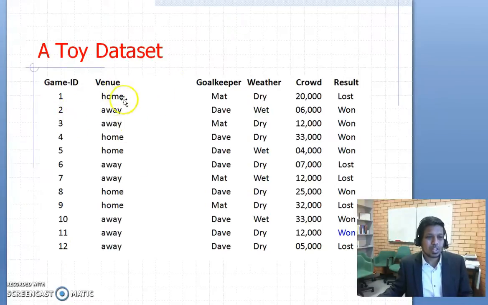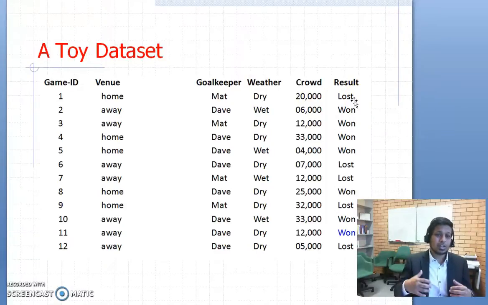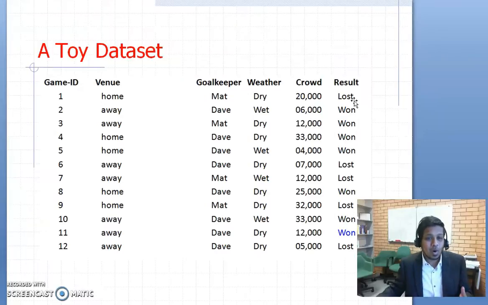The rows are records and columns are information. For example, for the first match, game ID 1, we can see the venue was home, goalkeeper was Matt, weather was dry, crowd was approximately 20,000, and they lost the match. But if you look at the whole data set, there are some wins and some losses, so they need to understand why sometimes they are winning and sometimes they are losing.